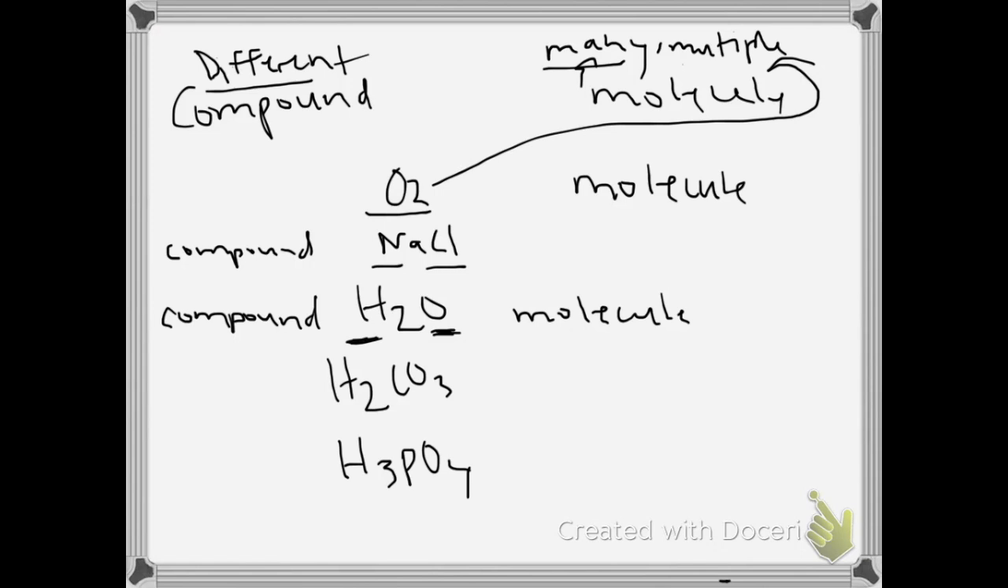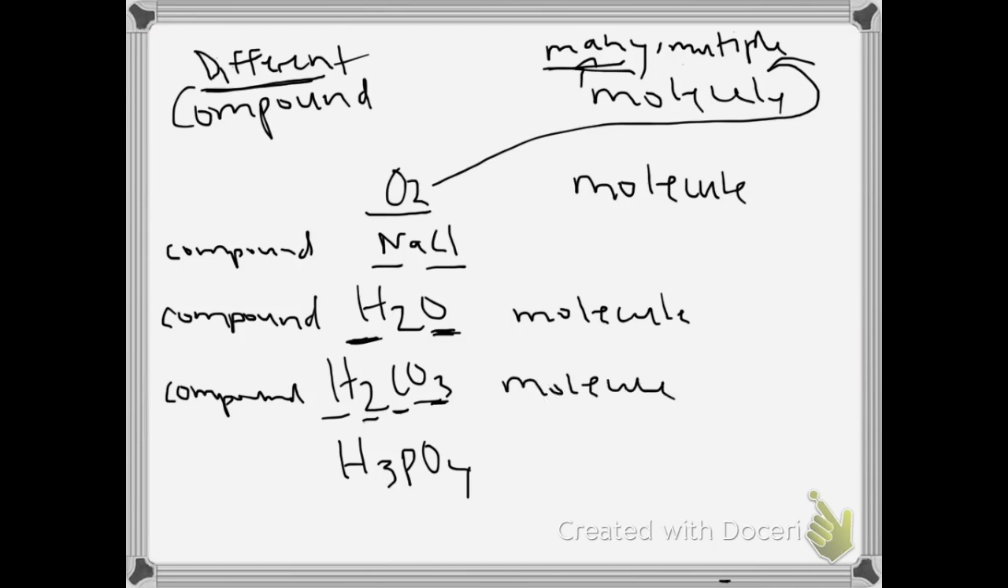Let's keep going. H, C, and O. So I have different elements. So I know this is a compound. But then I look over here and I say, well, do I have many atoms? I do have many atoms because I have 2 hydrogens, I have a carbon, and I have 3 oxygens. So this is also a molecule.